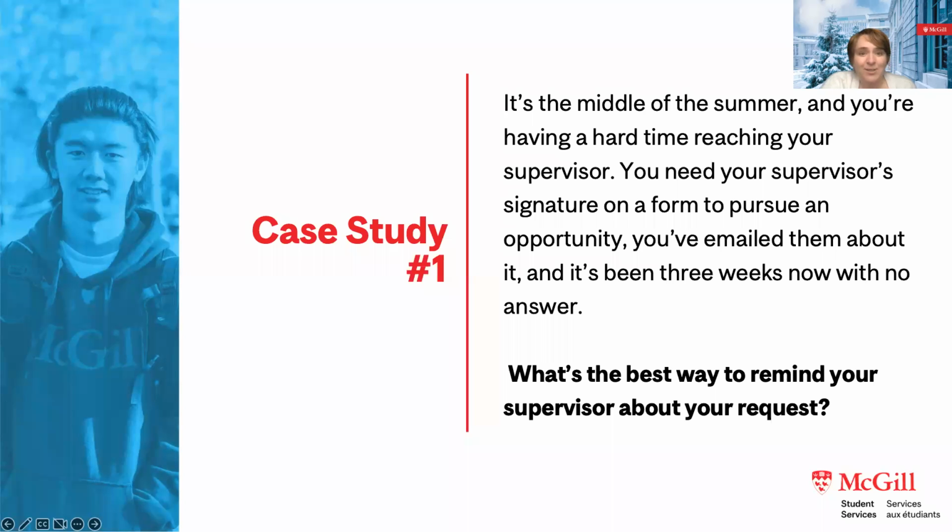And the first one is A, assume their silence means they're refusing to sign. Never bring it up again. B, send a short email reminder with the form attached. C, give them the right until the day it's due. And then if they haven't signed, show up at their office with the form and a pen. Or D, put it on the agenda to discuss at your next weekly meeting. Or E, try something else, in which case I might ask you to share in the chat if you're comfortable. Using GPT is a good example of try something else.